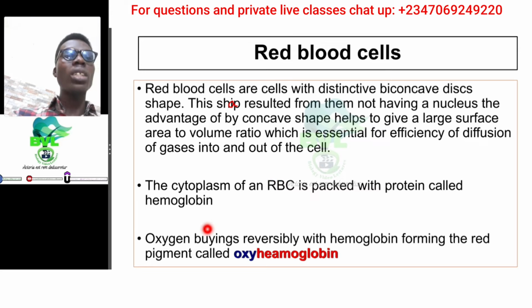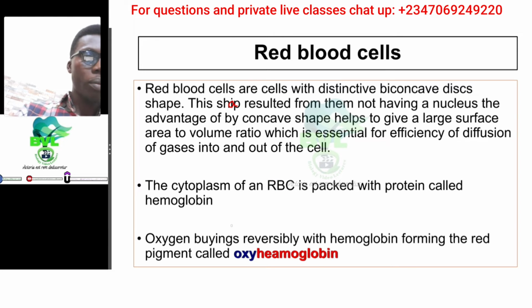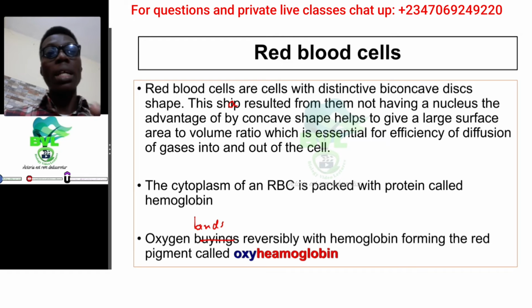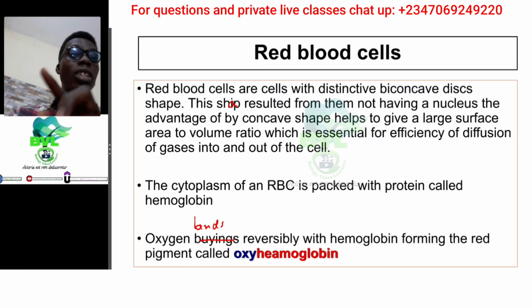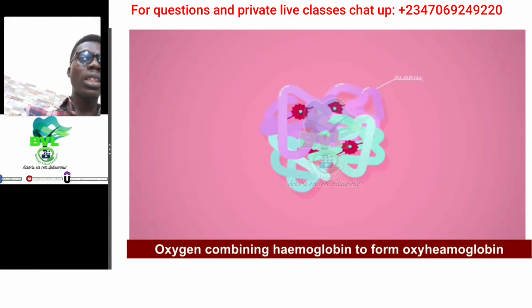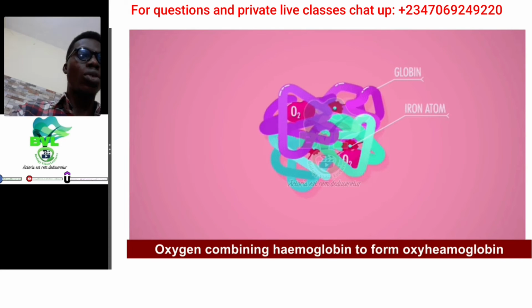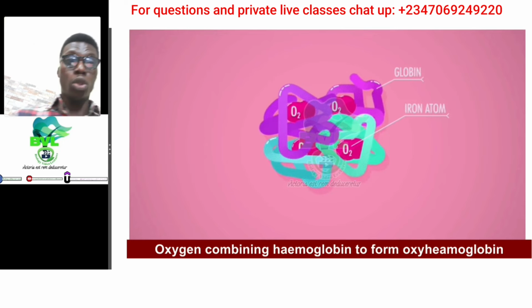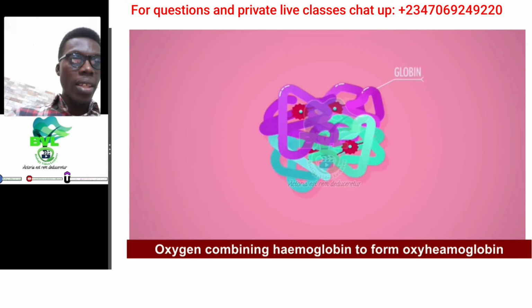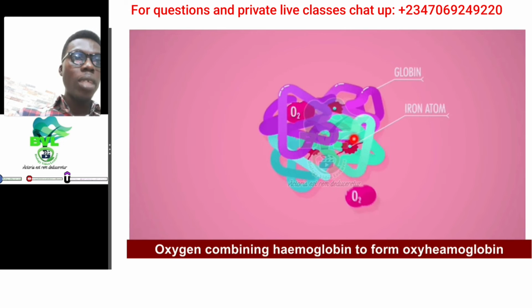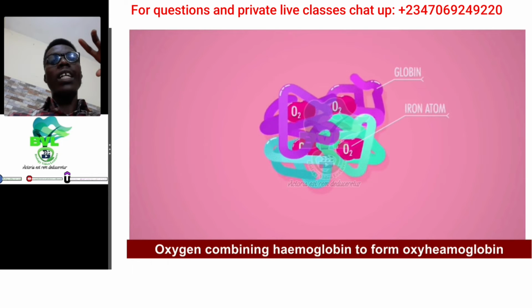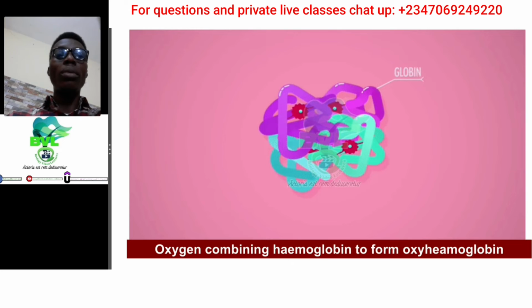Now, there's something here: oxygen binds. This is meant to be binds reversibly with hemoglobin. Let's check this out. So hemoglobin is the red, iron pigment in the blood cells, in the red blood cell, specifically. Let's check this out. So this is hemoglobin. You can see it has 4 structures: 1, 2, 3, and 4. Those 4 structures, which are these here, are the hemoglobin which oxygen binds to in the red blood cell.